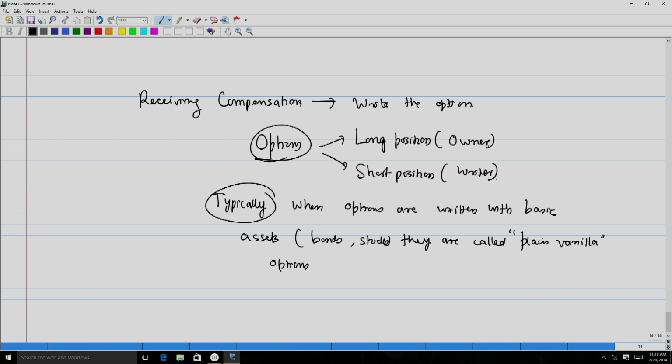But when you have a more sophisticated setup of underlying, then they are called exotic options. So one final observation is that, again, options are zero sum games. That means whatever is the gain of one party is going to be the loss of the other party.